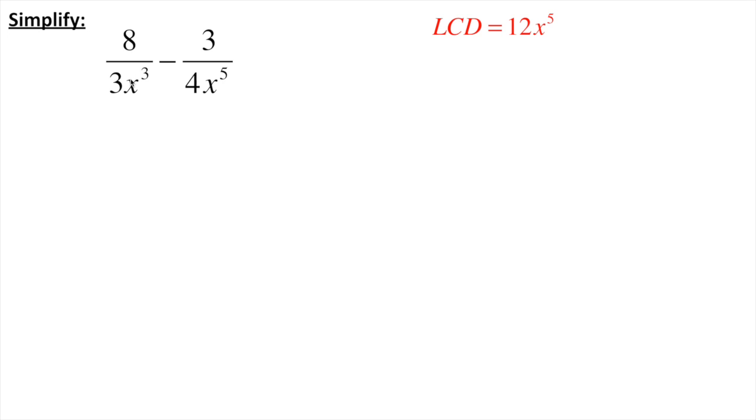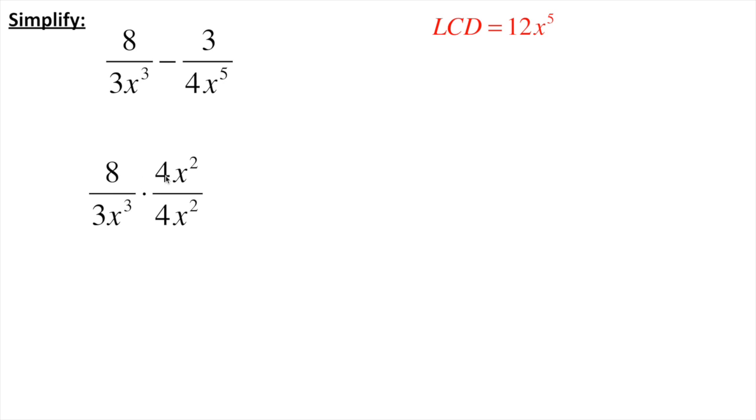Okay, so now that we know it's 12x to the 5th, let's pay attention just to the left-hand side for a moment. What do I need to multiply this by here to get 12x to the 5th? Well, that's going to have to be 4x squared. So I'm going to have to multiply top and bottom by 4x squared.